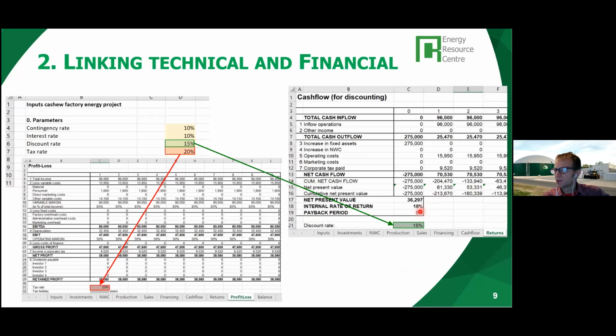Then we continue to the profit loss sheet, where we fill in the tax rate. I put it at 20% at this point. And in the sheet for the discounted cash flows, we link the discount rate, which is 15%.